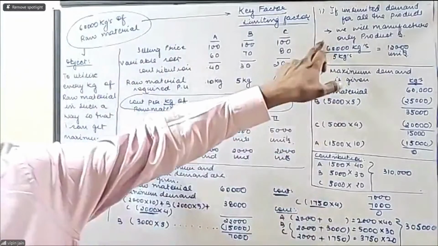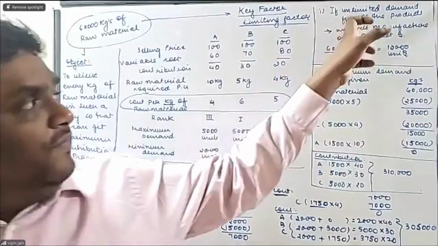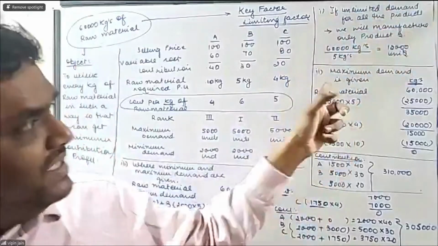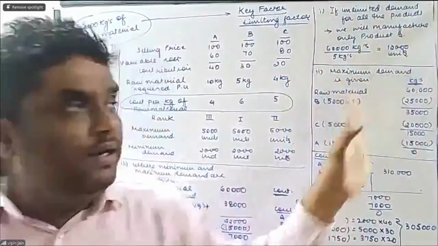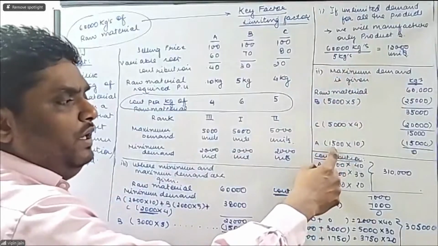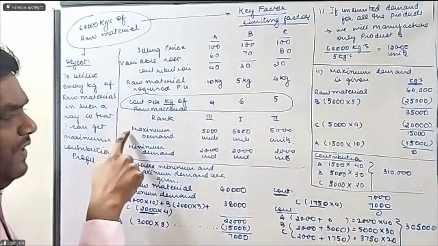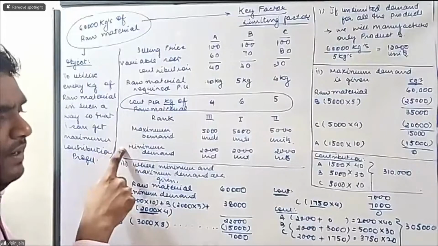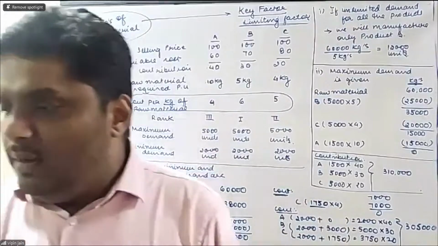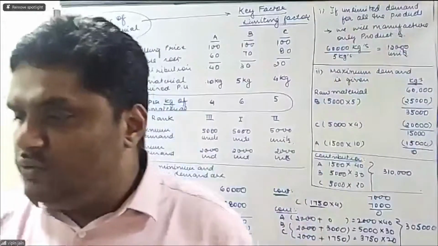See, this is a separate question. First question is if unlimited demand for all the products. Second question is only if maximum demand is given. As per maximum demand, we can manufacture 1,500 units only. But third question is, let's say, wherein maximum and minimum both are given, then the question will be solved accordingly. Now tell me, these are three different questions and situations.